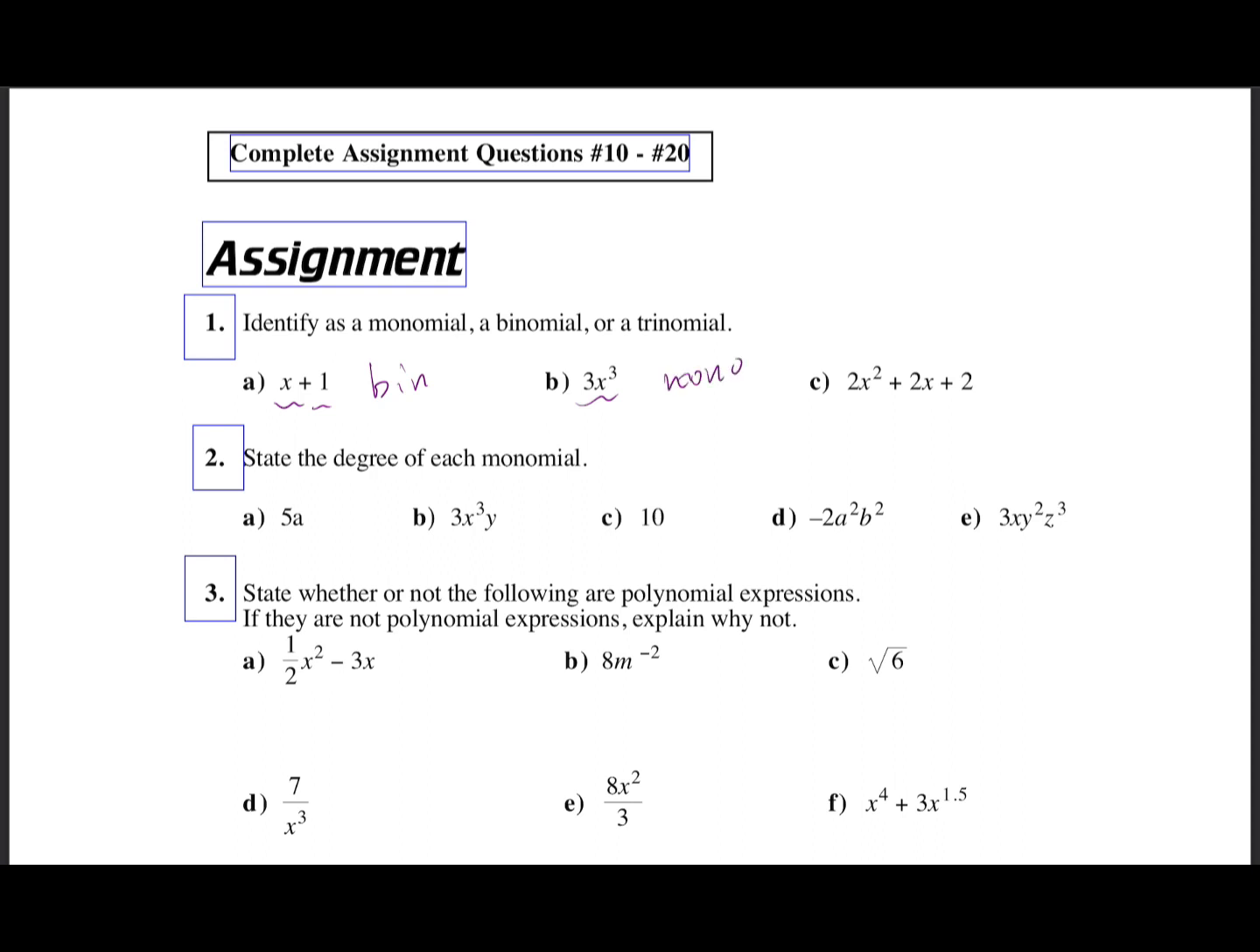And the third one is 1, 2, 3. There are three terms, so it's trinomial. Next, state the degree of each monomial. For the degree, we count the variables. So this one is only 1. And this one is 3, this one is 1, so totally 4. And this is 0. This one is 2, 2, it's totally 4. It's 1, 2, 3, so totally 6.